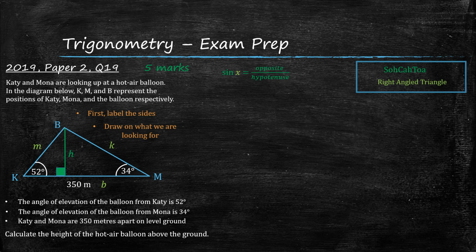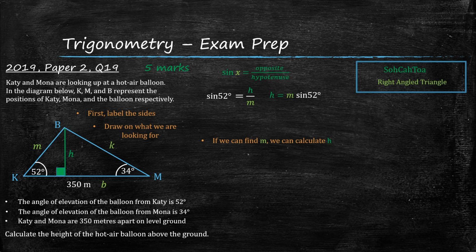So opposite and hypotenuse, we can use the sine function. So sine x is equal to opposite over hypotenuse, or in our case, sine 52 is equal to h over m. Rearranging this for h, we get h equals m sine 52 degrees. So if we can find side m of this right angle triangle, which is also side m of the larger non-right angle triangle, we can work out h.